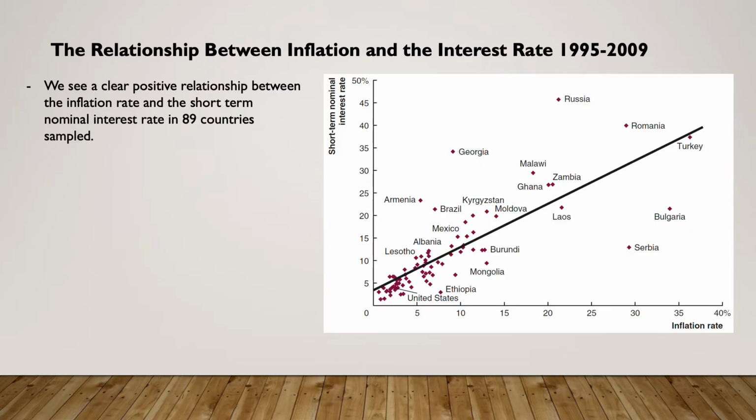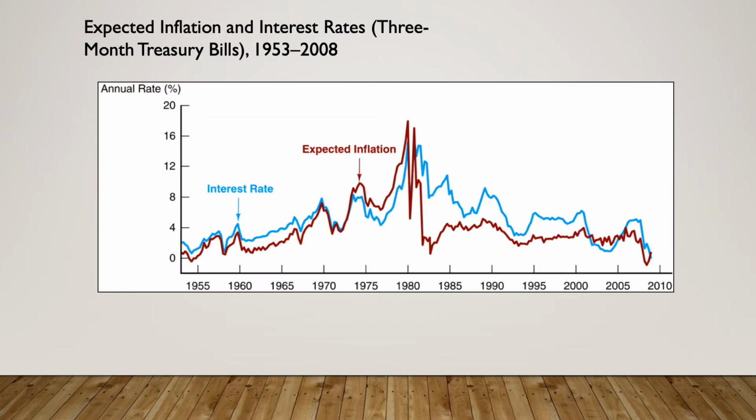The relationship between inflation and the interest rate, here's the data, 1995 through 2009. The x-axis, of course, has the inflation rate, and the y-axis has short-term nominal interest rates. You can look at this scatter plot. It's for various countries, and what we see is clearly there is a fairly strong positive relationship between the inflation rate and short-term nominal interest rates in at least these 89 countries that we've sampled. So our Fisher equation theory seems to be bearing out fairly well.